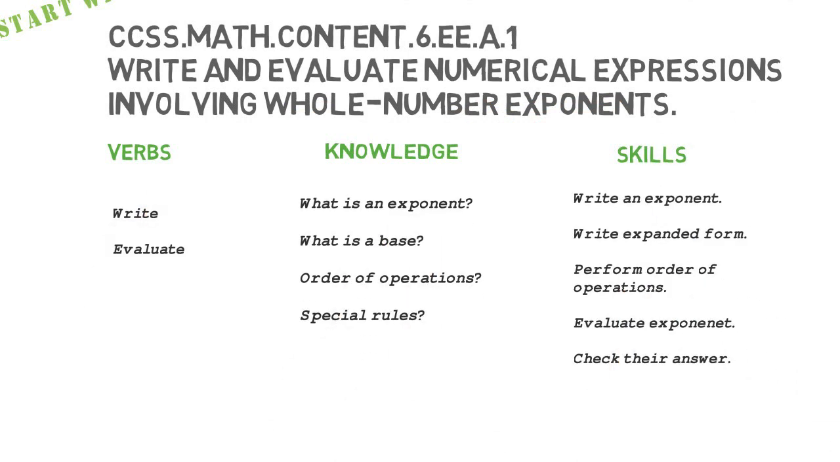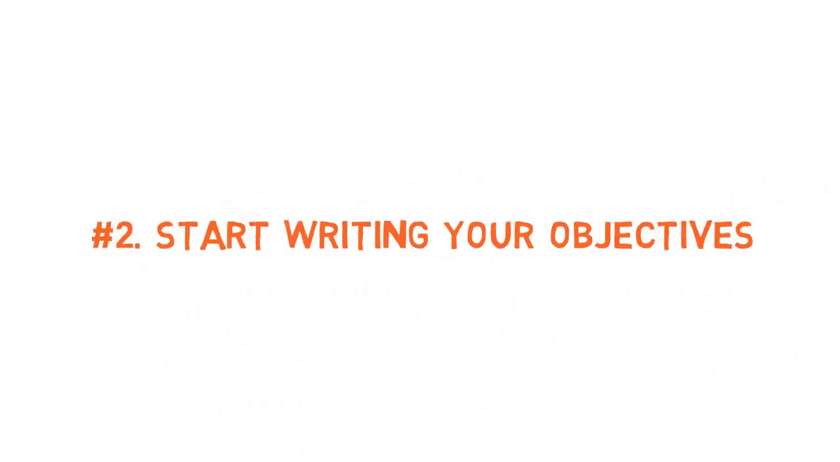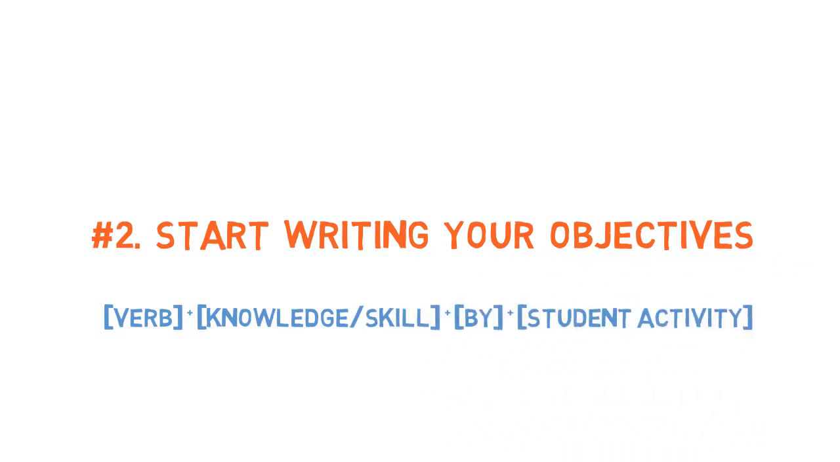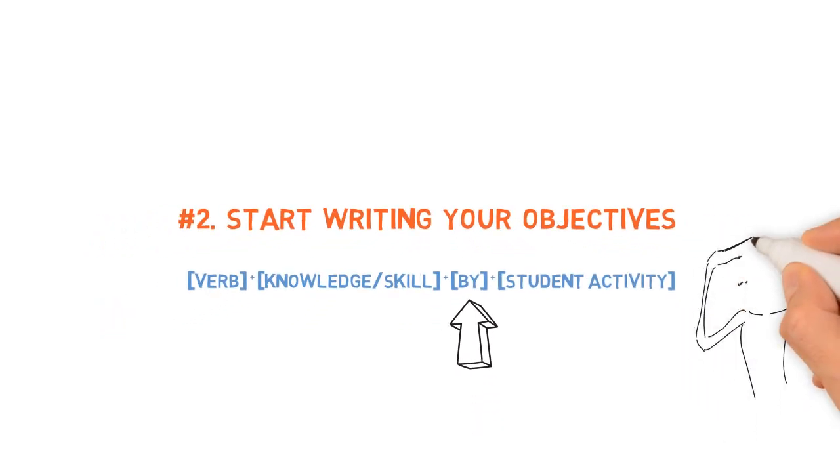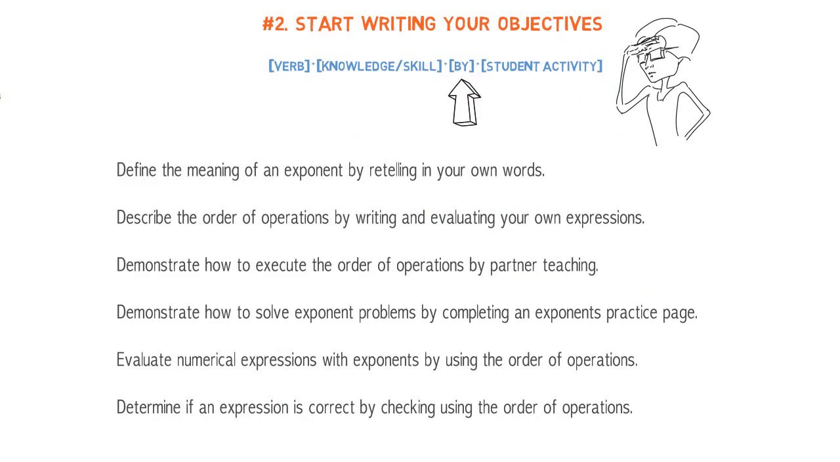Once you've got a general idea of the knowledge and skills within the standard, then start writing objectives for your lessons. I like writing objectives with this formula, where I have my verb, my knowledge and skill, and then I add this "by" component. And this is just the part of my lesson where my students are demonstrating mastery.